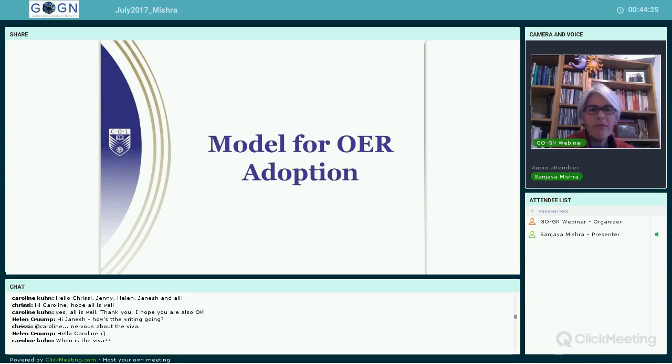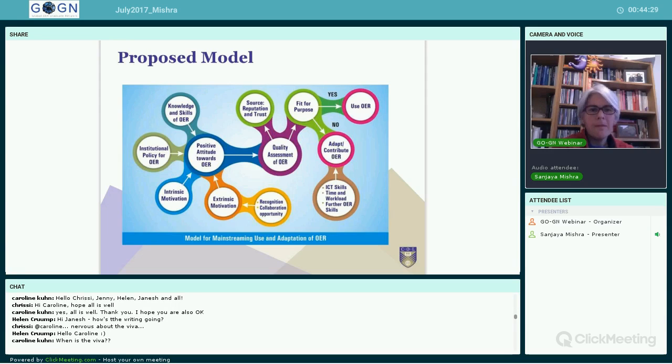what has been proposed as a part of the research that has been done is a model for OER adoption, which includes the challenges and the barriers, the teachers' attitudes, teachers' motivations, and the quality issues. So there is a model which is talking about a positive attitude of teachers. Teachers are largely having positive attitudes.